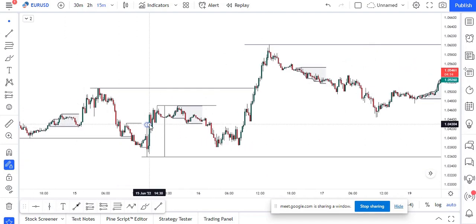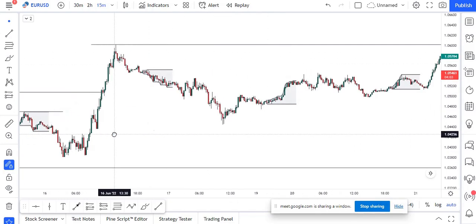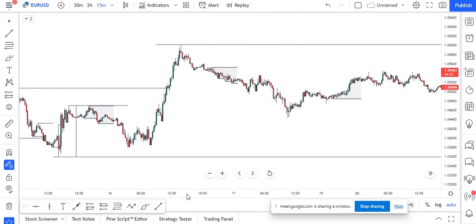All right, so we had this break of structure, so we have this range. Price comes back into this discount range and taps this order block, and we have a nice push up. From there the price has been pushing upside.